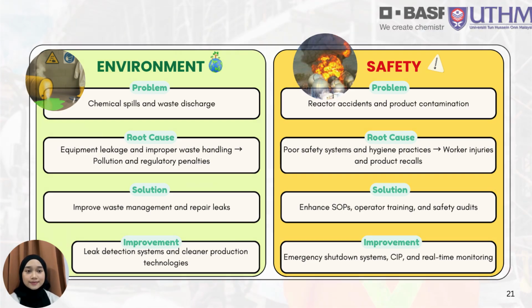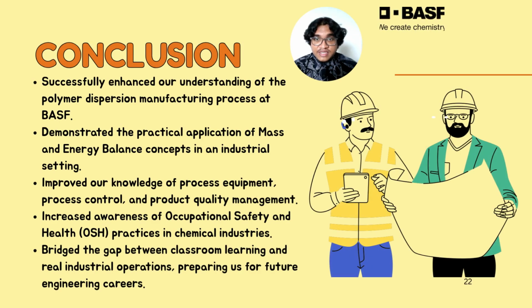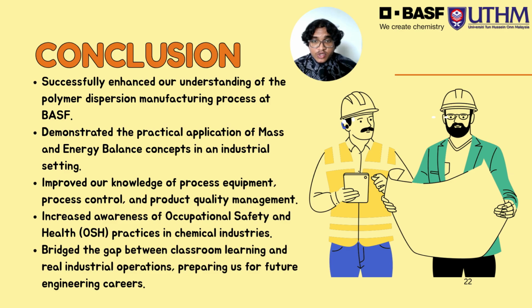Okay, so we have arrived at the end of our slides and project. The conclusion for our project is that we successfully enhanced our understanding of the polymer dispersion manufacturing process at BASF. It also demonstrated the practical application of mass and energy balance concepts in an industrial setting. Next, it improved our knowledge of process equipment, process control, and product quality management. It also increased awareness of occupational safety and health OSH practices in the chemical industry. Lastly, it bridged the gap between classroom learning and real industry operations, preparing us for our future engineering careers.